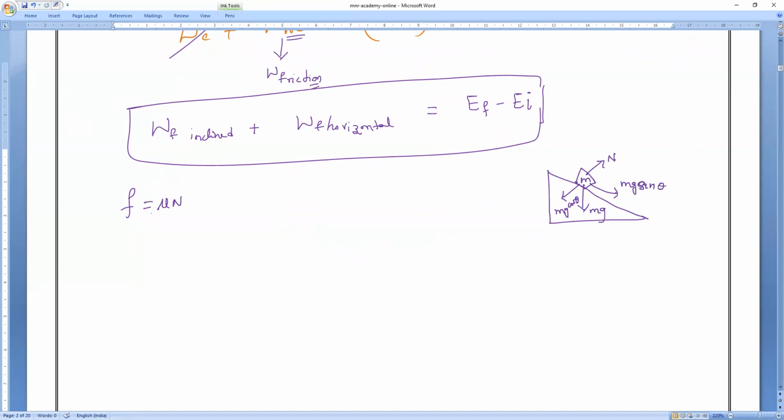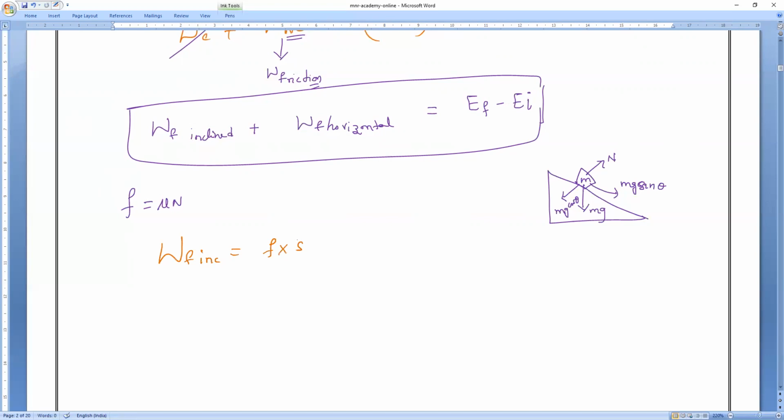So what is the friction? First I will find the friction, how much it is, then we can find the work done. So what is the work done formula? Work done by the frictional force on the incline is equal to force into displacement. Am I right or wrong, everybody? Do you all agree with me?